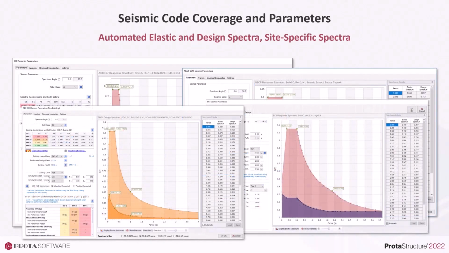ProtaStructure provides a comprehensive wizard for parametric calculation of elastic and design spectra according to chosen seismic codes. For weak soil conditions or special one-off projects, you can also introduce user-defined site-specific spectra.